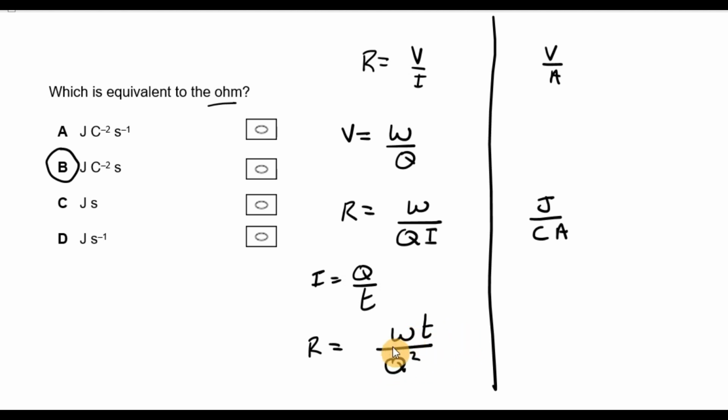So what have I got? Work done, joules, time, seconds, charge squared, coulomb squared, and of course it's 1 over, so to the minus 2. The answer is B.